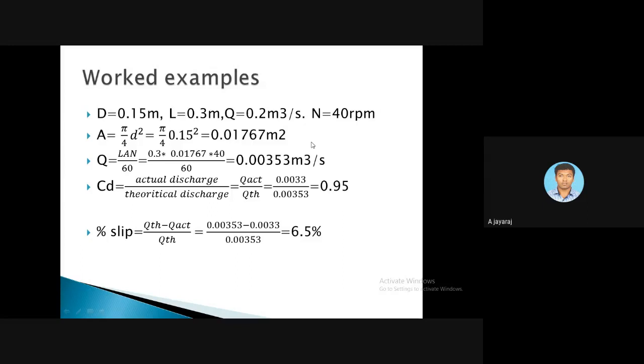Percentage of slip can be expressed as the difference between the two discharges divided by the theoretical discharge. So I'll be able to obtain the percentage slip as 6.5%. So it is hardly a matter. The percentage of slip is only 6.5%.